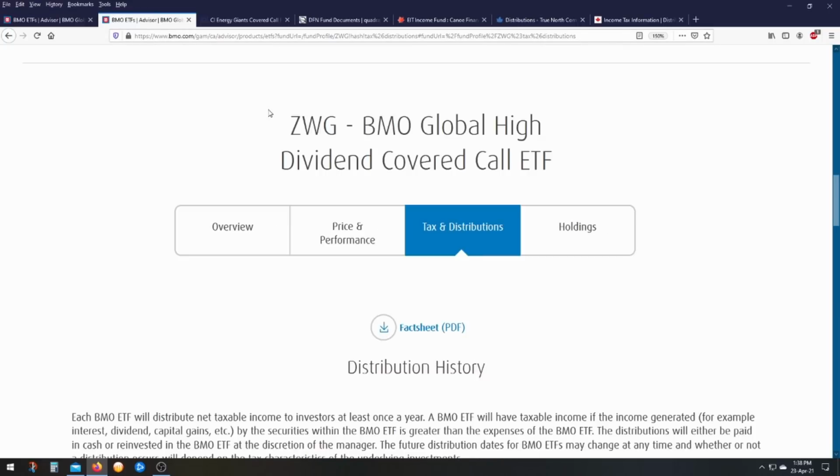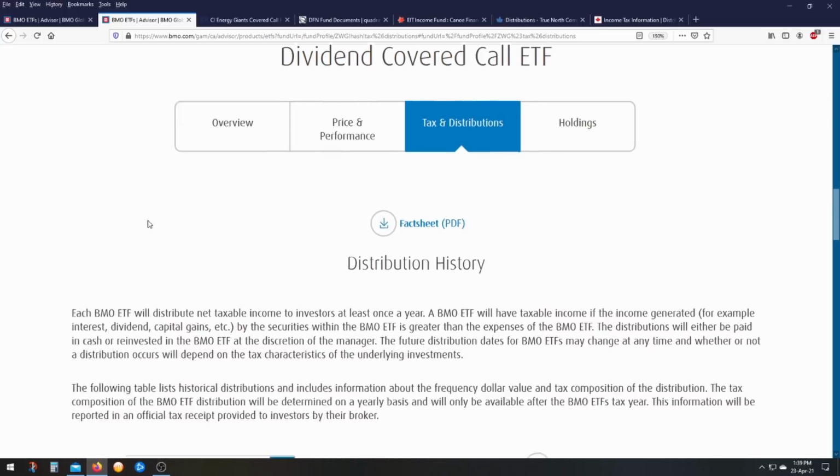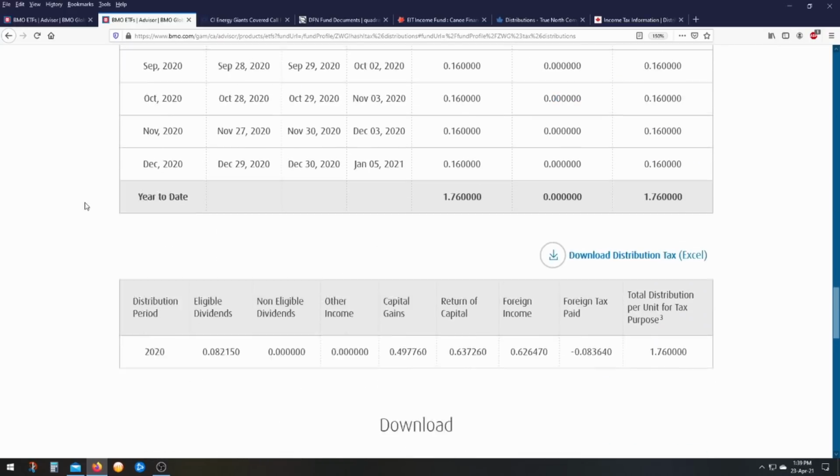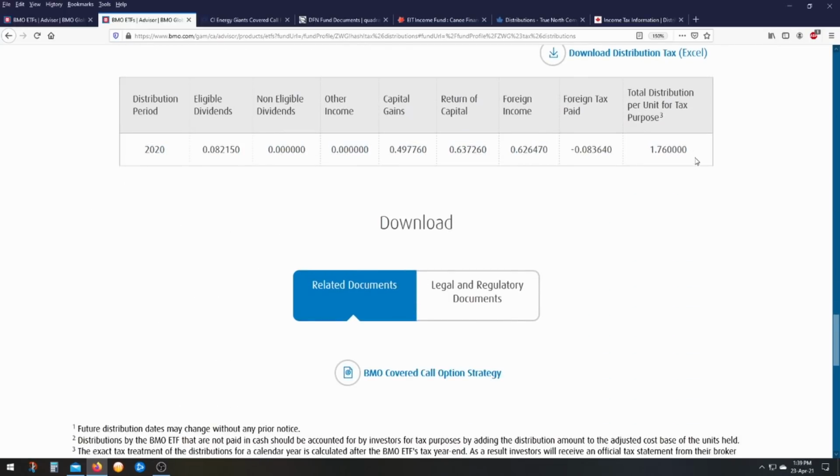What about ZWG that has global high dividend stocks? So mostly US stocks in here, but also some Canada and also some Europe. Well, if we go to the 2020 breakdown, the total dividend per share for the year 2020 was $1.76. Let's check out the breakdown.